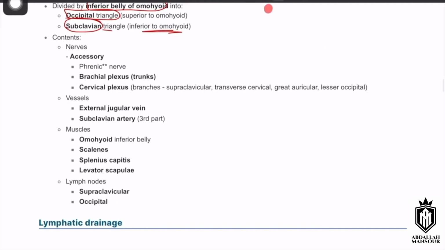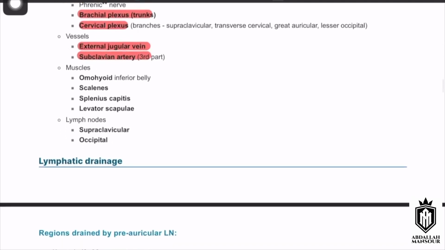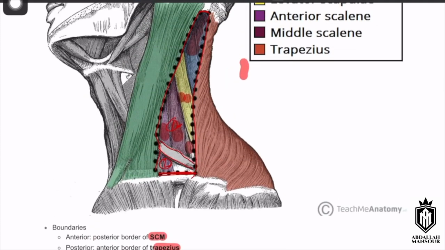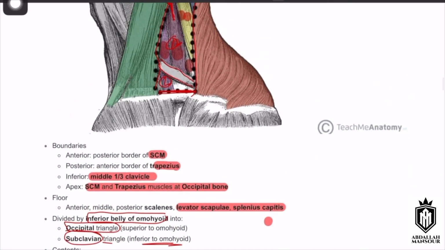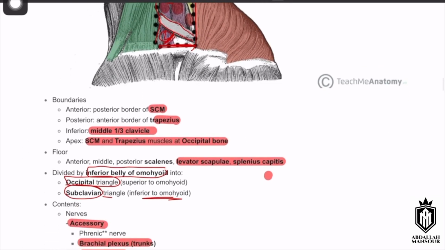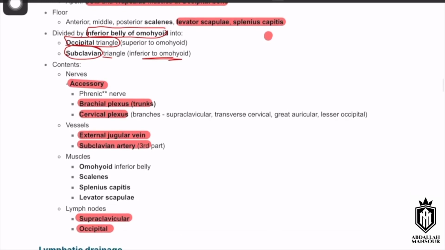It contains some nerves: accessory nerve, phrenic nerve, brachial plexus, cervical plexus; vessels: external jugular vein and subclavian artery; and muscles, like we said, all the muscles; and lymph nodes: supraclavicular lymph nodes and occipital lymph nodes. These are the contents. All right. So we're going to come to explaining all of them. So you have here the spinal accessory nerve. You have here the greater auricular nerve as well, and it contains the brachial plexus between the middle and anterior scalenus muscles, and also the phrenic nerve, which comes from C3, 4, and 5, and vessels like, say, jugular vein and subclavian vein.